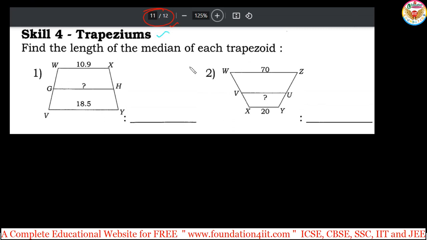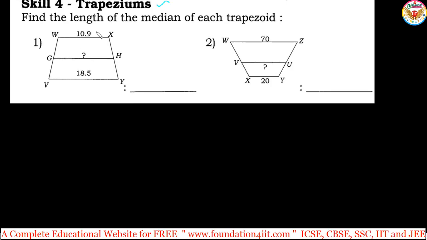The next important skill you need to improve in trapeziums is to find the length of the median of each trapezoid. So W, X, Y, V. This is a trapezium. Opposite sides are parallel. We need to find G and H, the midpoints. One property I'll explain here. In any triangle, by the midpoint theorem, if you join the midpoints of two sides, it is parallel to the third side and exactly half of the opposite side. For example, if it is 10 centimeters, this is exactly 5 centimeters.